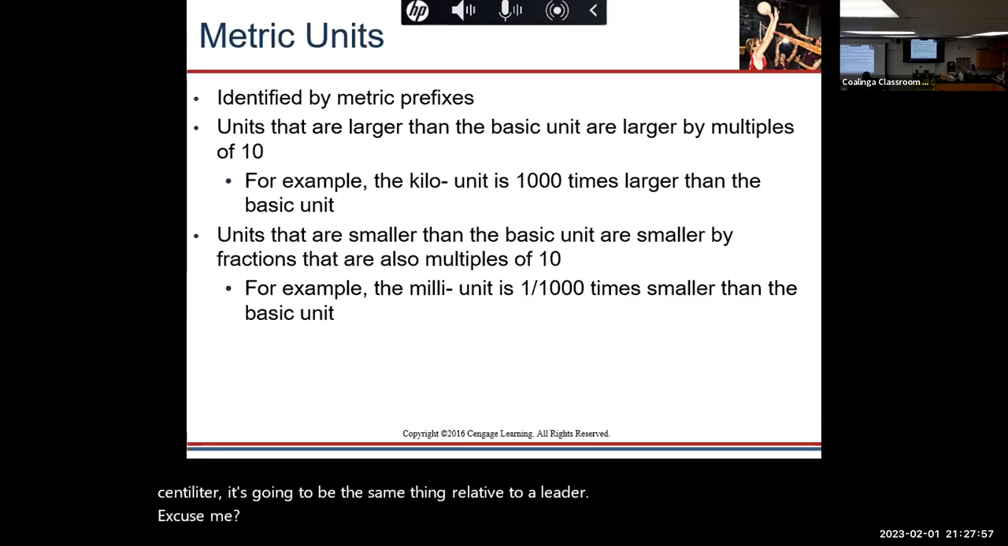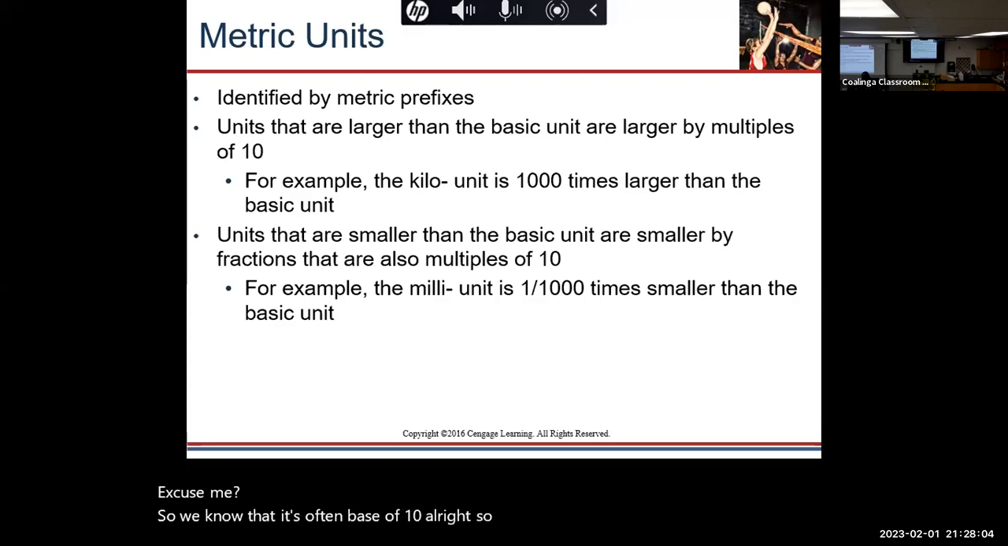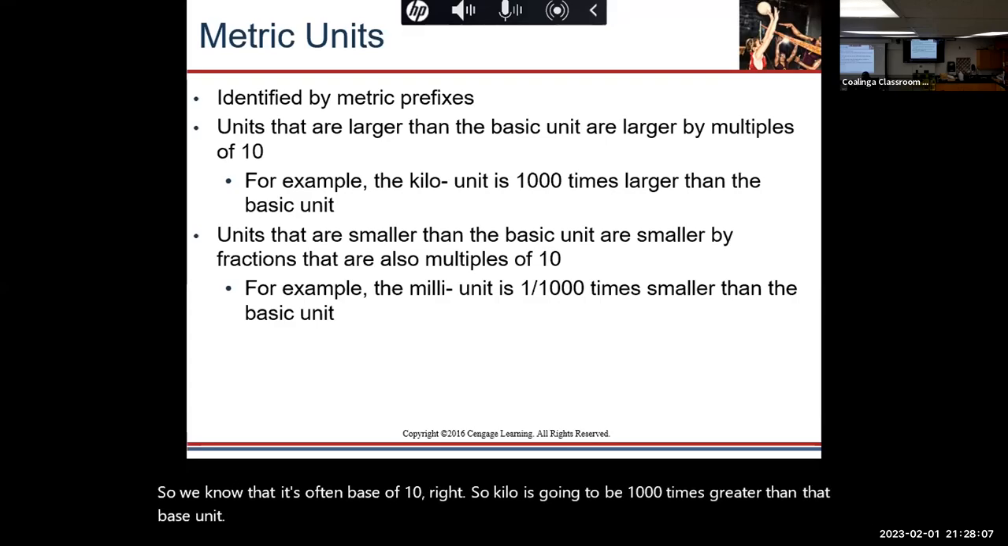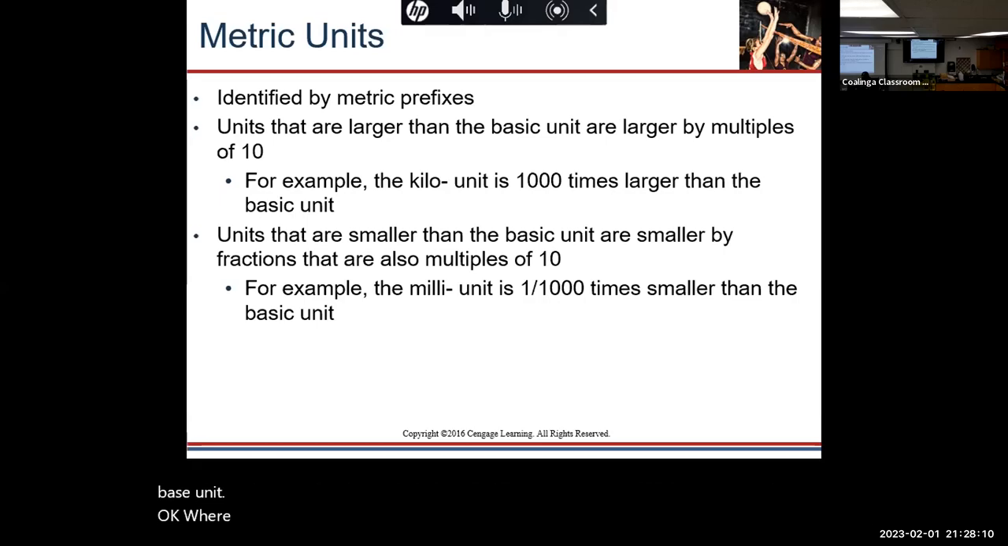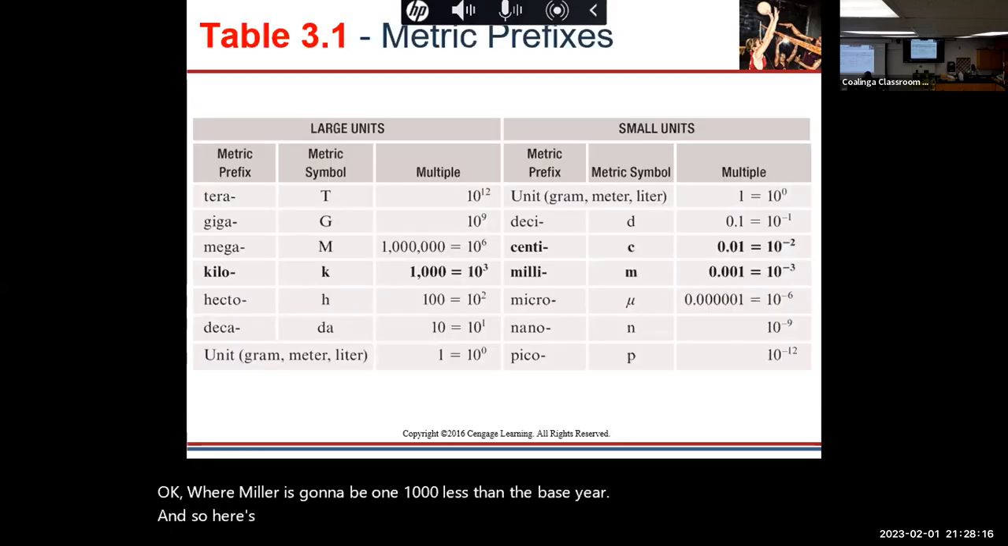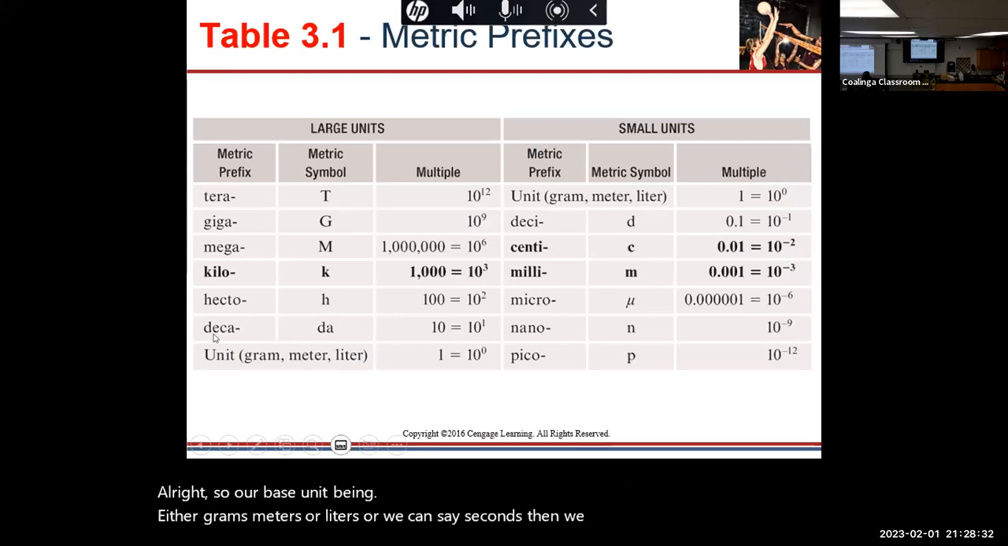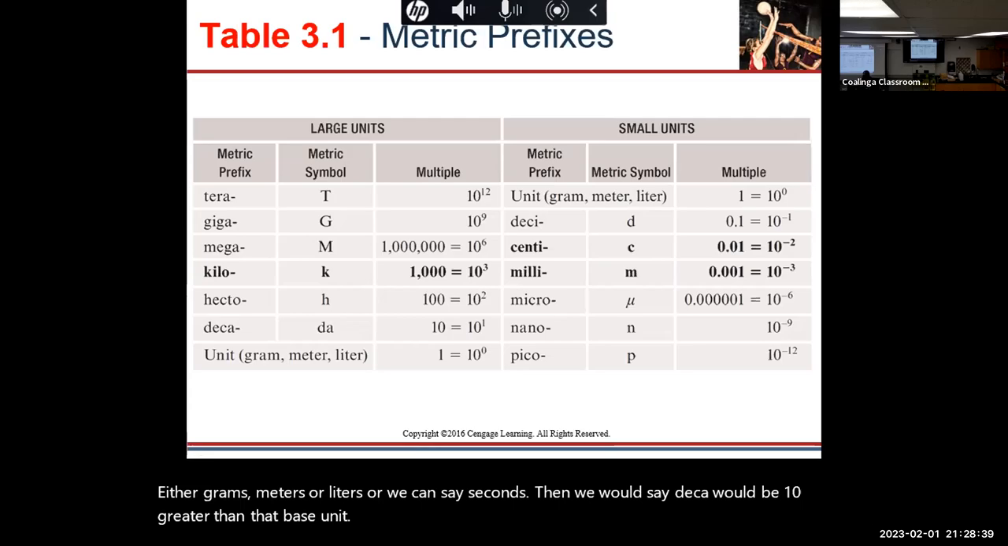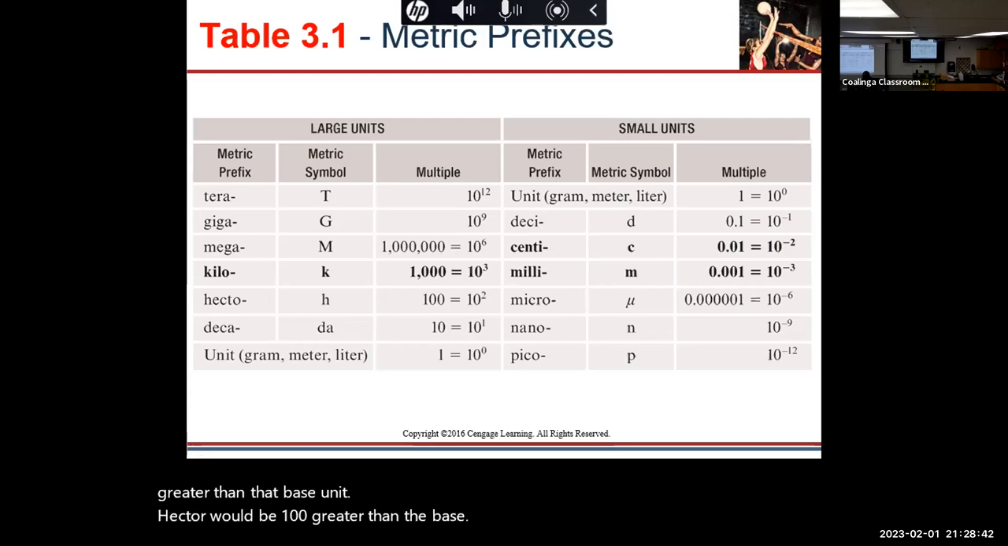So we know that it's often base of 10, right? So kilo is going to be 1,000 times greater than that base unit, okay? Where milli is going to be 1/1,000 less than the base. And so here are those prefixes, right? So we have tera, giga, mega, kilo, hecto, deca, right? So our base unit being either grams, meters, or liters, or we could say seconds, then deca would be 10 greater than that base unit. Hecto would be 100 greater than the base. Kilo would be 1,000 greater than the base.